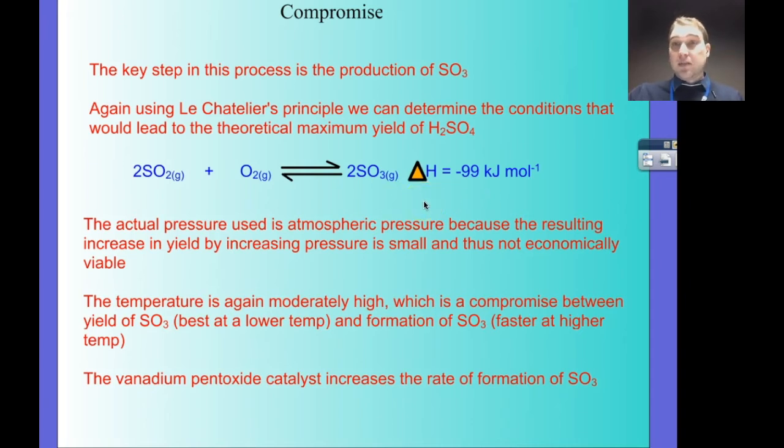Again, cooling down, that will increase your yield in this case, but also reduces the reaction rate. So not enough sulfur trioxide would be produced in a timely manner to make it profitable. So instead they increase the temperature to increase the reaction rate. They'll get a certain amount of sulfur trioxide, never the maximum yield, but enough to make a profit.